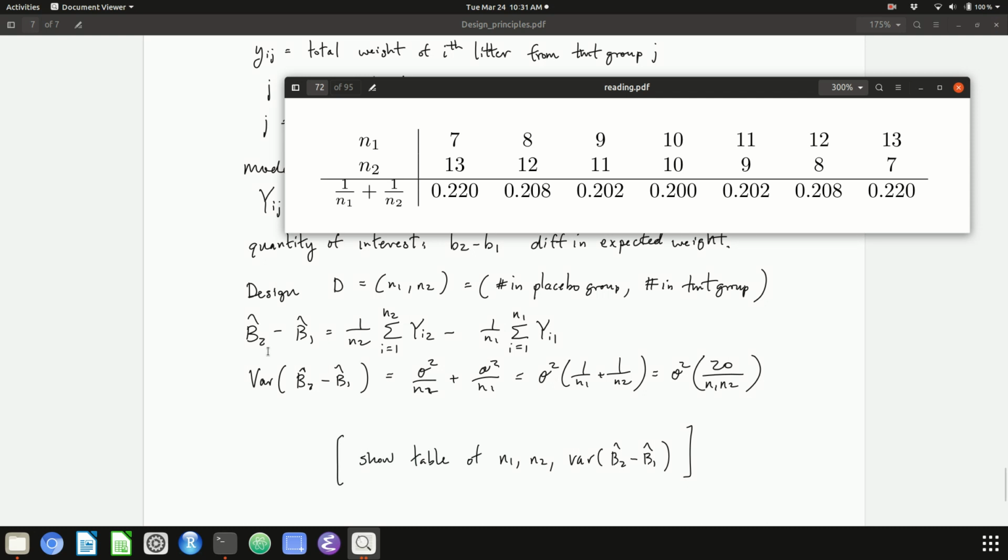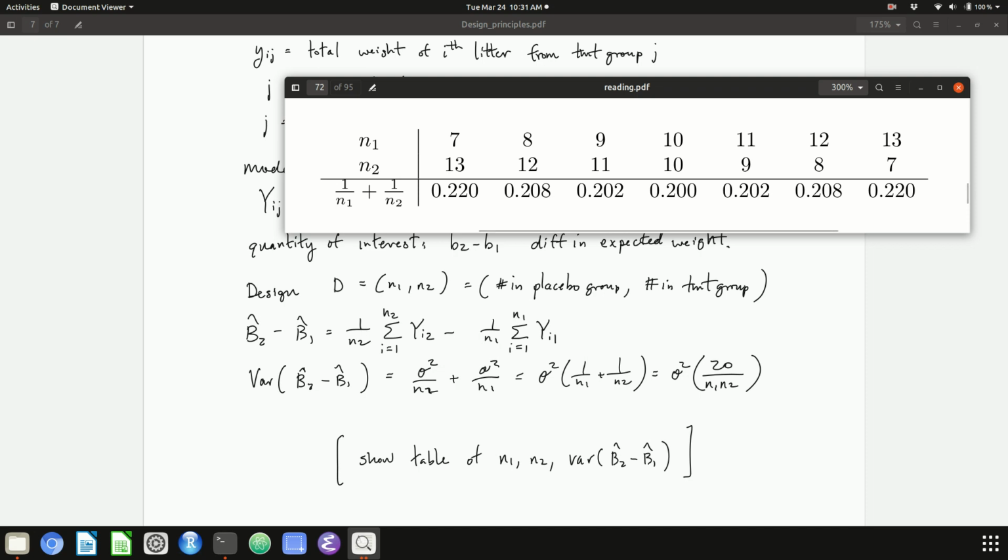All right, so that's what I've calculated in this table. I don't have all possible choices. You'd want the table to run from 1 up to 20. So I've just constrained this to the range 7 up to 13 for n1. The top row is the number that you assign to the placebo group. The bottom row is the number that you assign to the hormone group. And of course, the top row plus the bottom row has to add up to 20. So 7 goes with 13, 8 goes with 12, and so on. And then below the line, I've calculated 1 over n1 plus 1 over n2. So the idea, again, is that you want to minimize this quantity.